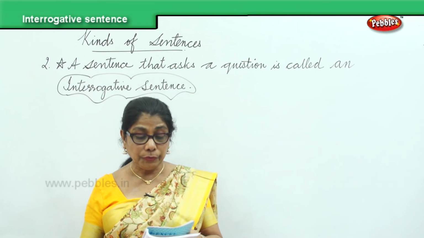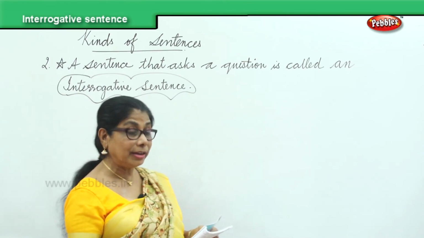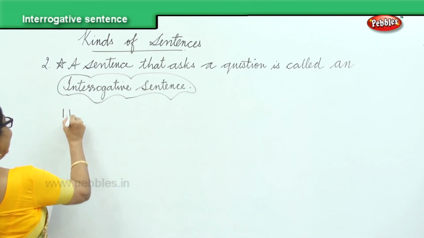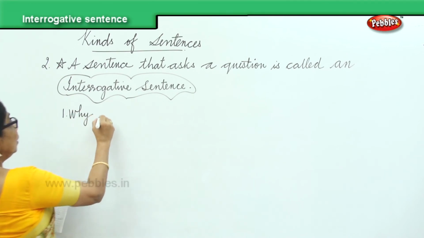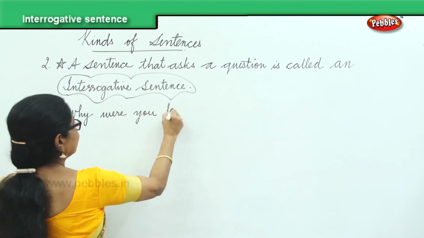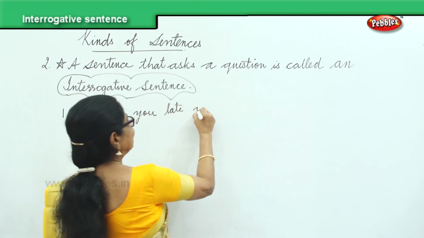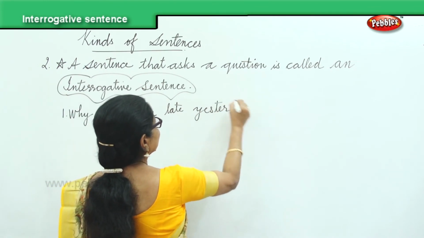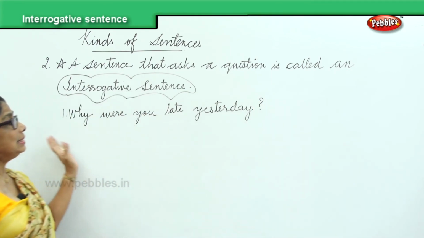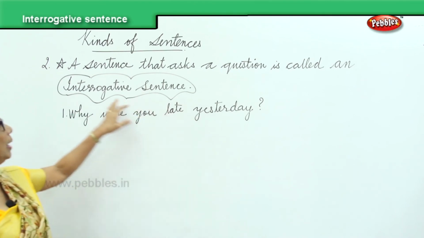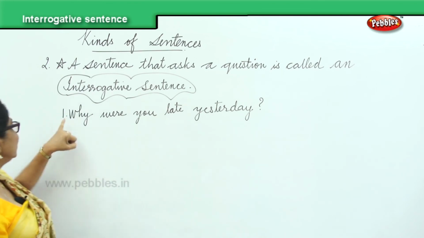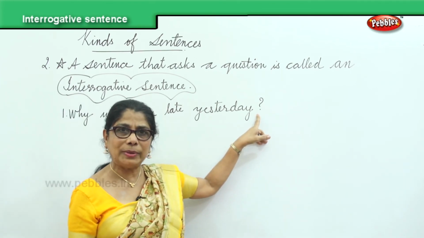Okay. Now I'll give you few interrogative sentences for us to practice. Now first one, why were you late? Why were you late yesterday? Question mark. A sentence that asks a question is called an interrogative sentence. Why were you late yesterday? Begins with a capital letter, ends with a question mark.